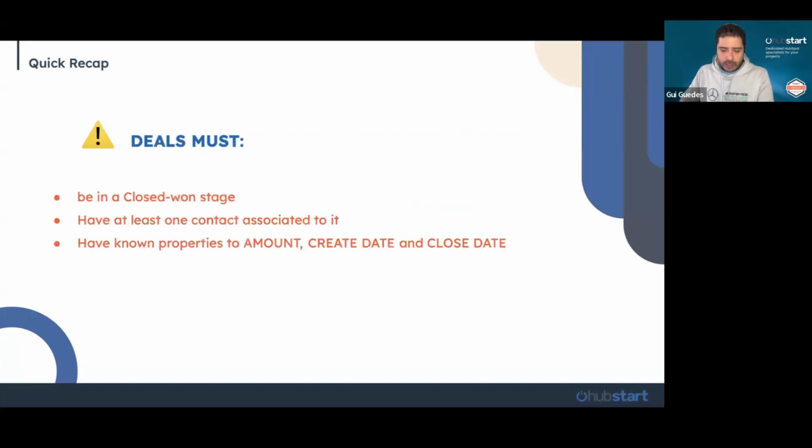So just to remember, the deals to get this information need to be in a closed won stage, which means for a revenue, we need to have a closed deal, because after the deal's closed, it's when we're going to start getting the money. Okay, please make sure they're in a closed won stage. They have at least one contact associated to this deal. And again, you have the amount, the create date, and the close date in place.